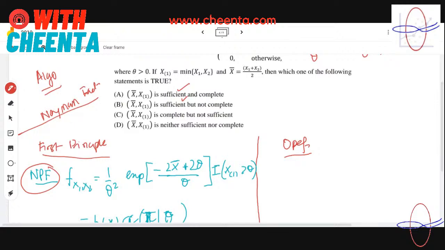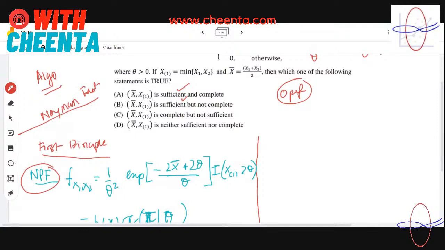No, Debargo is telling no, it's not OPEF. Okay, let's see why it's not OPEF, why it's not one parameter exponential family. That's also important to understand because you have theorems for completeness and sufficiency for one parameter exponential family. So let's try to understand why it's not OPEF. Do you remember how one parameter OPEF looks like?